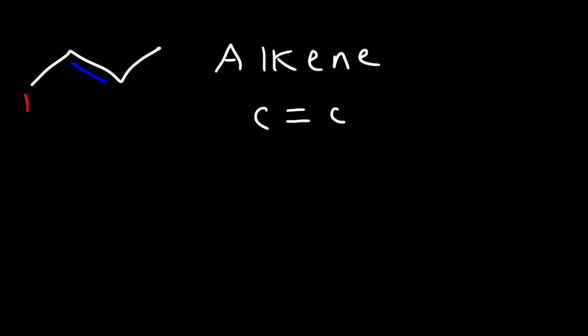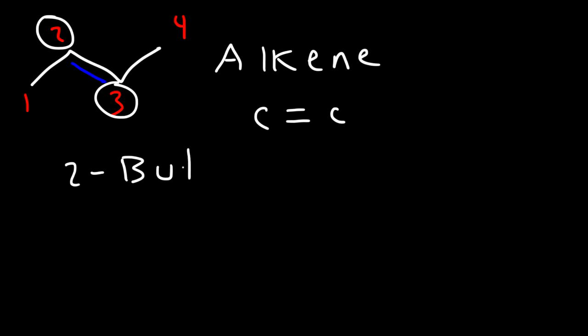Now, what functional group is represented by this molecule? So this particular molecule is known as an alkene. That's the functional group. So anytime you see a carbon-carbon double bond, it has an alkene functional group. Now, this particular alkene has 4 carbons, and the double bond is between carbons 2 and 3. So you pick the smaller of the 2 numbers, and so you call it 2-butene.